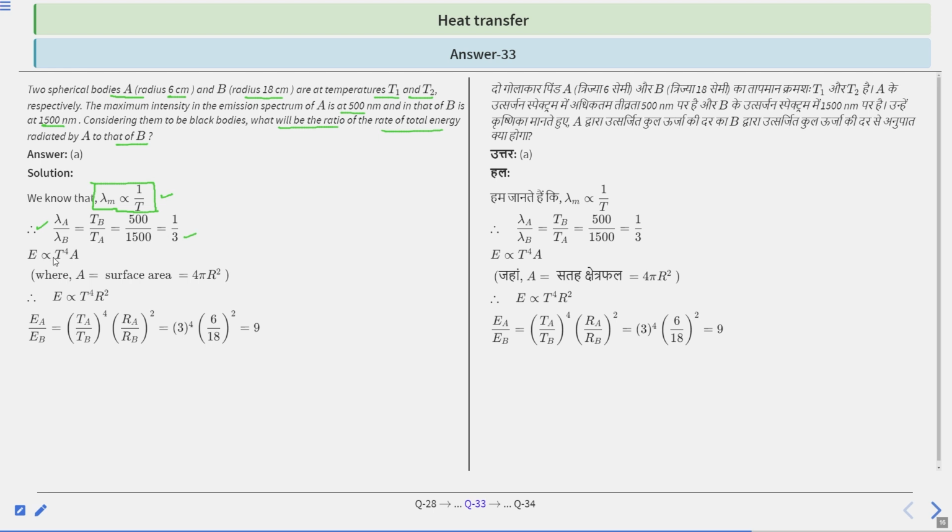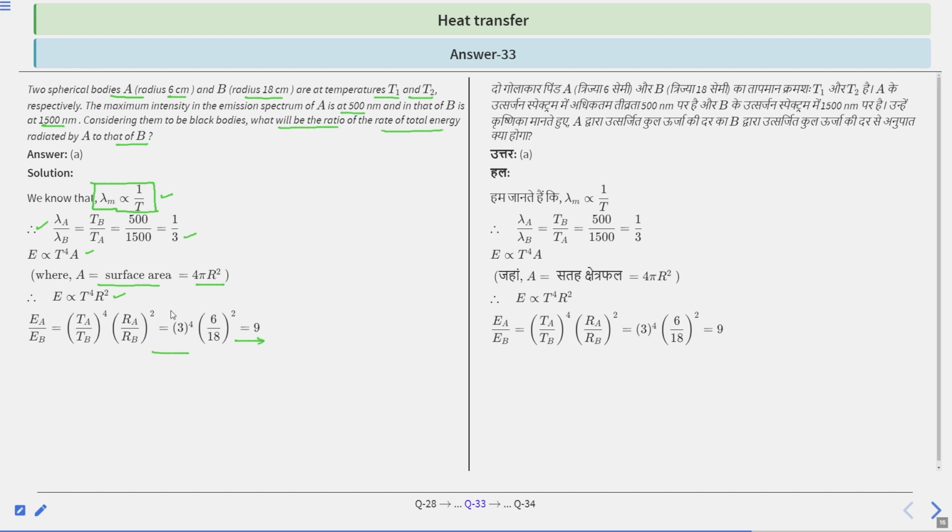And E is directly proportional to T raised to the power 4 times A, where A is the surface area, which is 4 pi r square. So E is directly proportional to T raised to the power 4 times r square. So EA divided by EB is equal to TA divided by TB whole power 4 multiplied by RA divided by RB whole power 2, which is equal to 3 raised to the power 4 times 6 divided by 18 whole square, which is equal to 9. Solving this, you will get the answer 9.